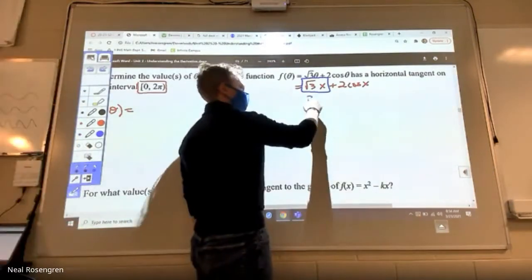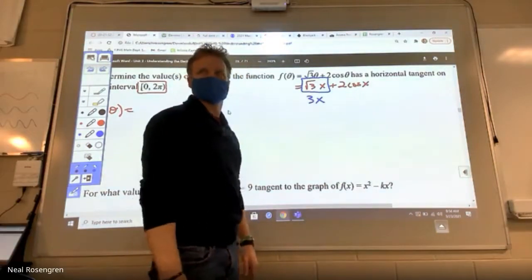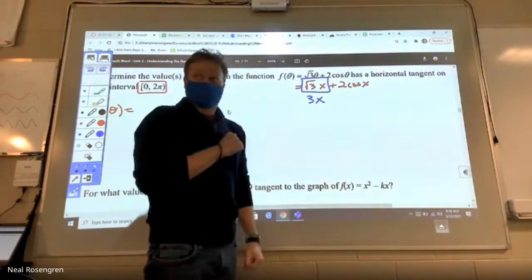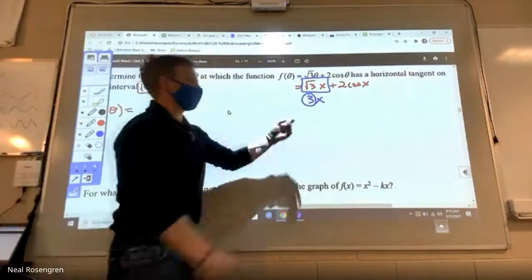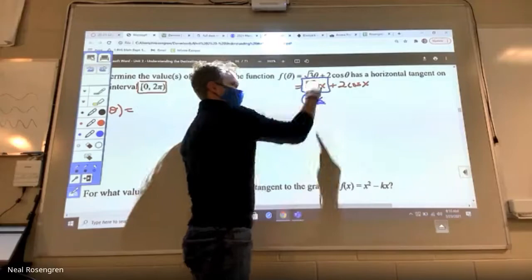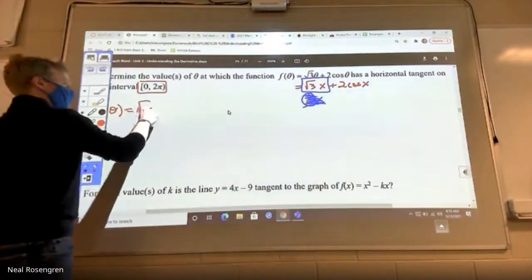Well, what if it was just 3x? What's the derivative of 3x? Yeah, the coefficient. It's linear. So all I need is a slope. Okay, so what's the coefficient of that? Square root of 3. Yeah. There's the derivative of that first piece, square root of 3.